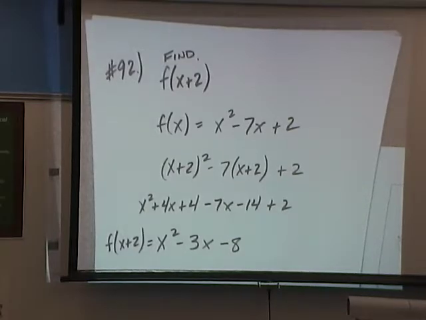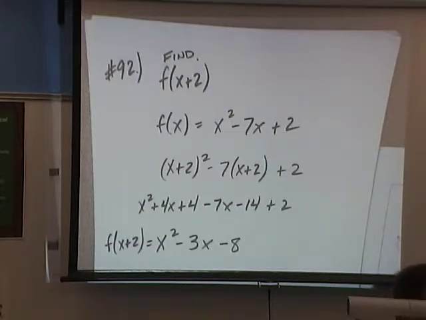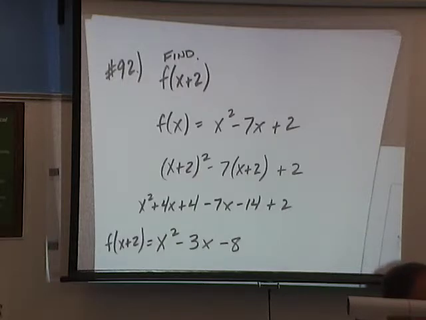Where'd you get 4x? 2x plus 2x. It's x plus 2 times x plus 2. You got to FOIL. Don't make that mistake. We should be way past that by now.